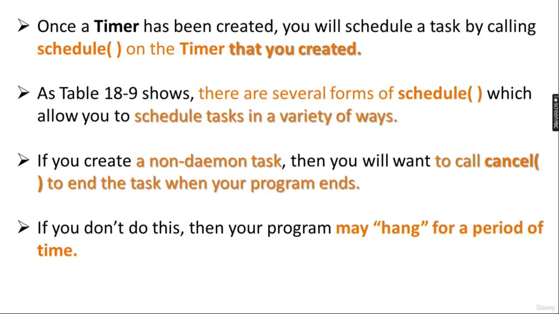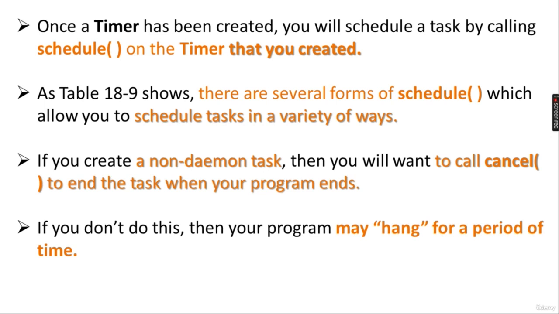So, a non-daemon task is a task that will be executed as long as the program is being executed. You would want to call the cancel method, because a daemon task will be executed until the program finishes, but a non-daemon task will not stop. Those threads will be executed throughout. So for stopping those threads, you have to call the cancel method so that that particular task will be finished or canceled. If you don't do this, your program may hang because in the background that thread will be running and running and running, because that is a non-daemon task.